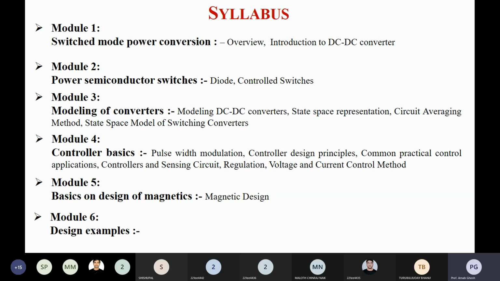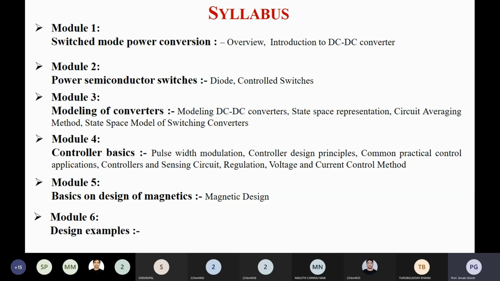If you are designing the switching converters, what are the other specifications? For example, what type of core you have to select for an inductor. That will be discussed in this chapter, some magnetic design. After that, if you have some specification and you need to fabricate a switching converter or a different topology of the converter, that will be discussed in the design example. So these 6 modules we are going to cover.